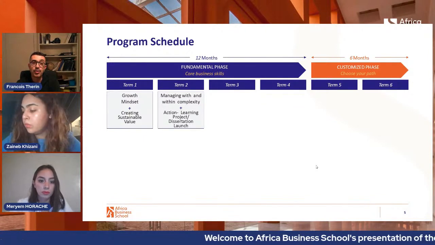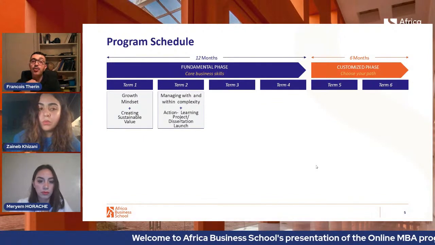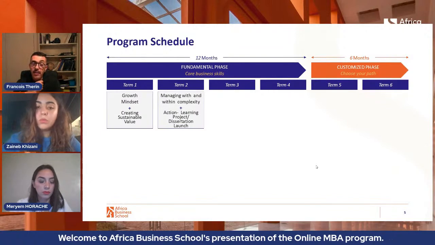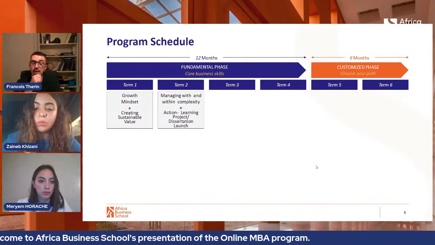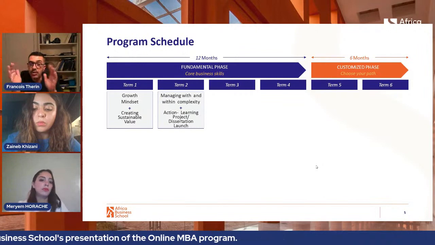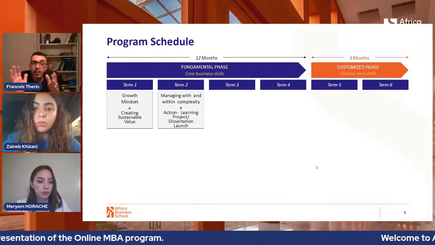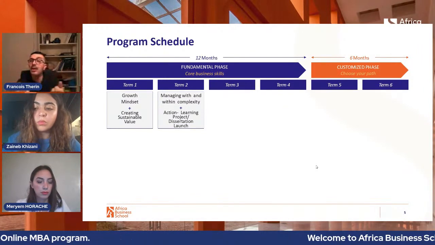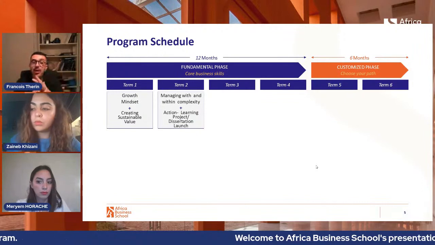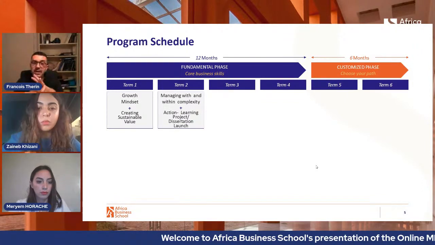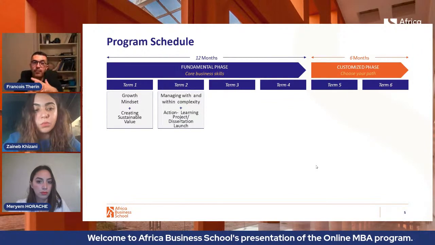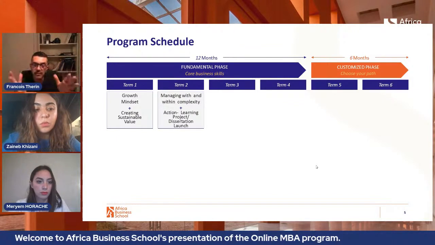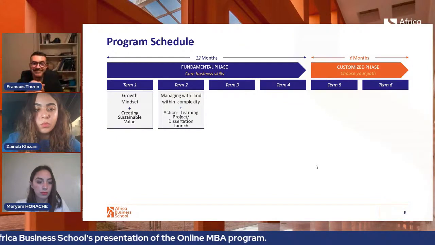This is a project for which you work in a team, and you have 12 months. The idea of the 12 months, and that's why we start during term 2, is that you really have time to work on a project and not only give a report to an organization, but directly work on the implementation of whatever you will have suggested, of whatever you are working on.